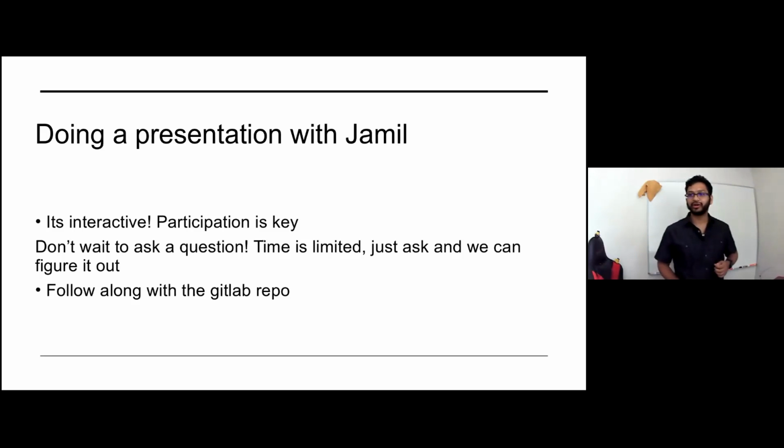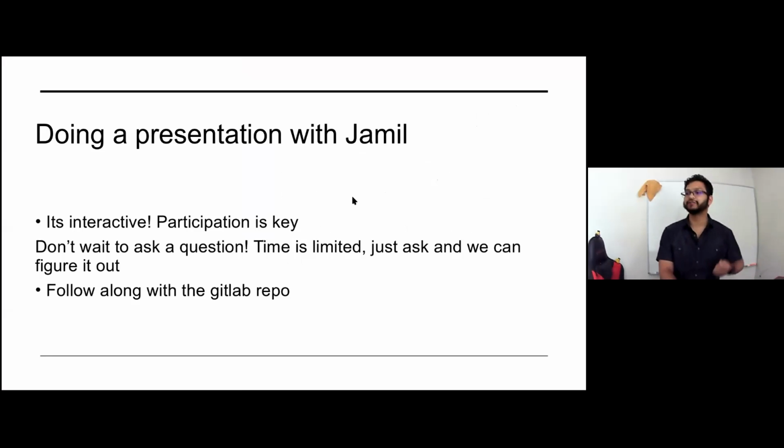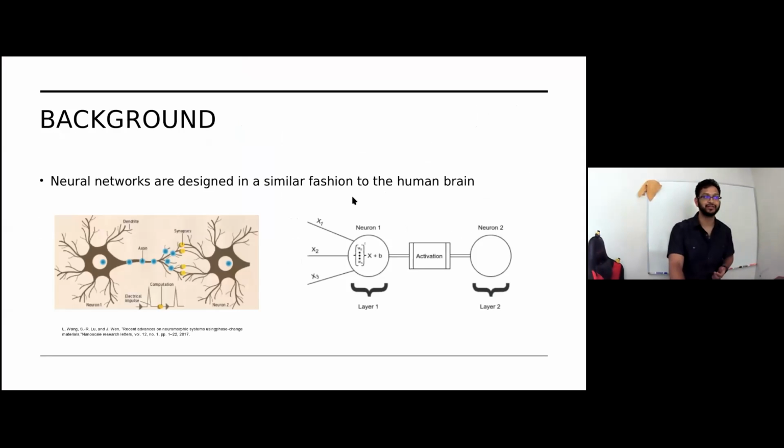Remember I said it's interactive. Participation is key. So when we look at neural networks, the first word is neural. When we say the word neural, what comes to your mind? Nerve? Neutrons, no, the brain, great. Exactly. When we think of neural networks, we think mostly about nerves and the brain and how they interconnect.